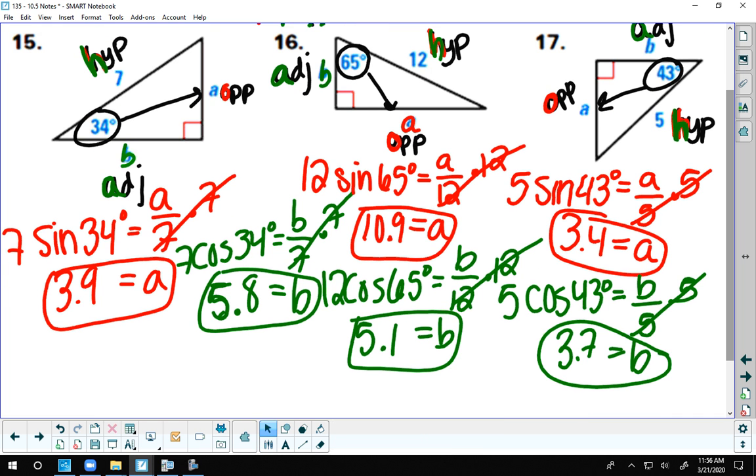Again, there's no need to separate sine, cosine, and tangent. Our book just separated them by lessons.